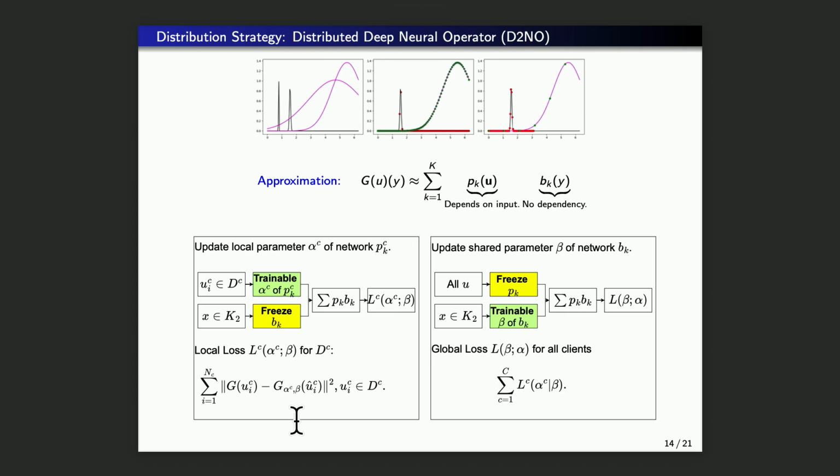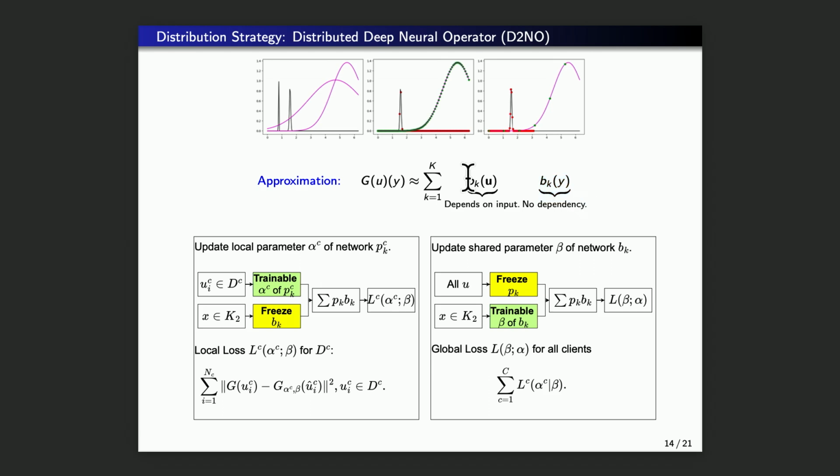My message is that we can do this based on how we approximate the operator. Let's look at this approximation one more time. This is the target operator, and we use this one to approximate it. Previously we mentioned that this b_k can be regarded as a basis for the output function. But one more observation is that this b_k is actually independent of u. So no matter what our input function u is, the corresponding output function will be represented using the same set of bases, the learnable basis b_k.